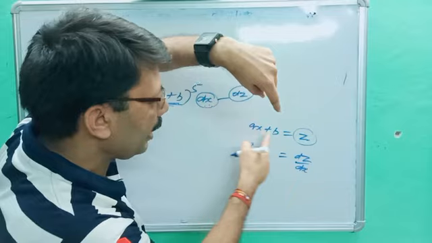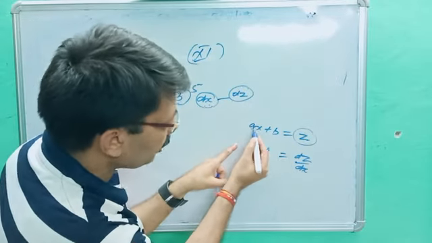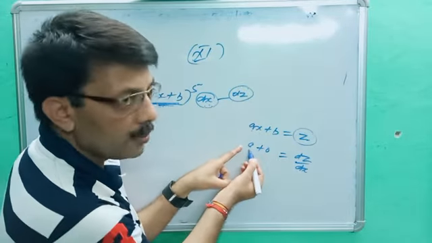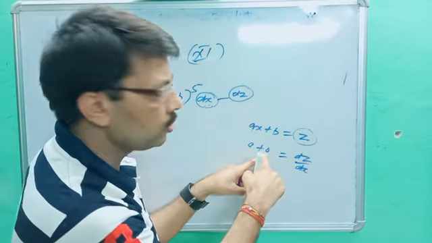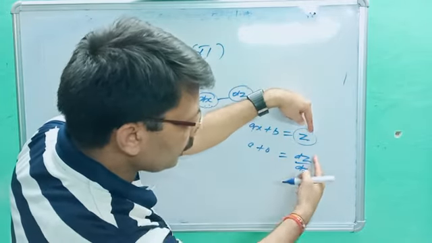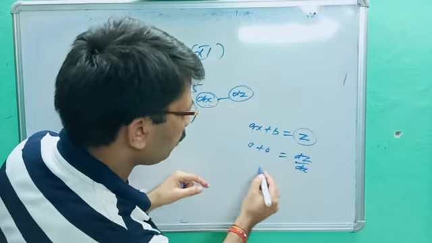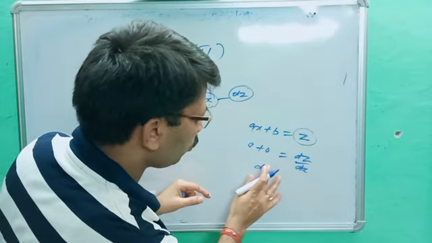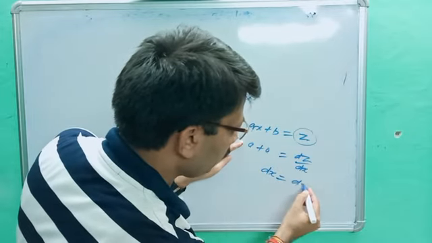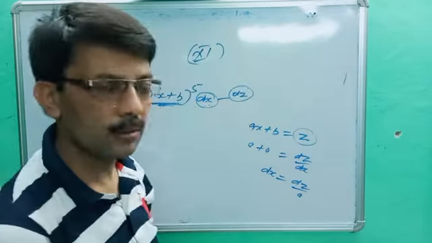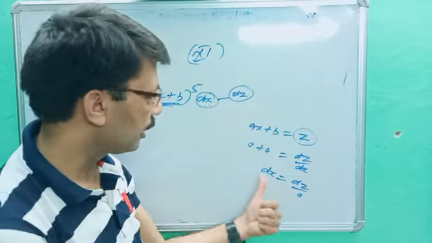The substituted quantity was ax plus b is equal to z. You differentiate: a, because the differentiation of x is 1, plus b is a constant whose differentiation is 0, is equal to dz upon dx. So dx is equal to dz upon a. Now we can substitute these values.